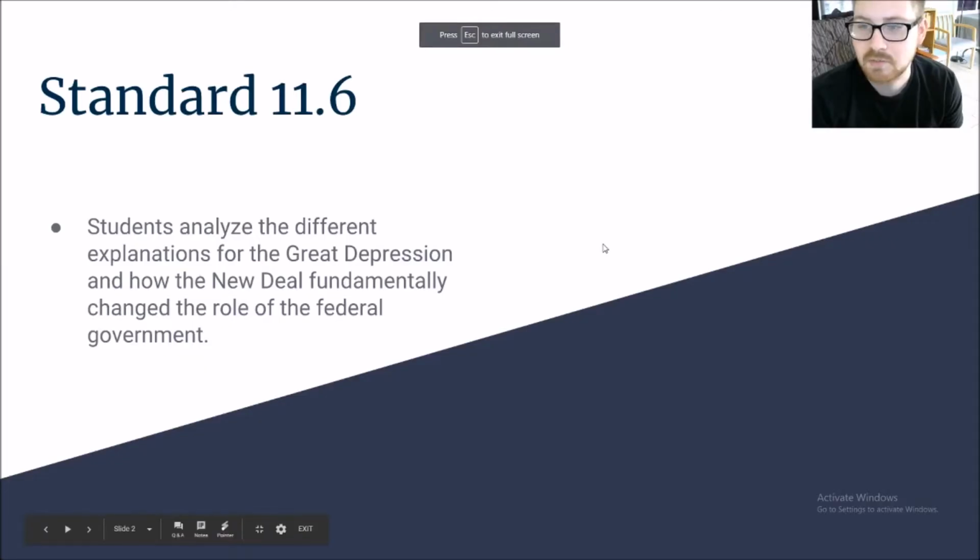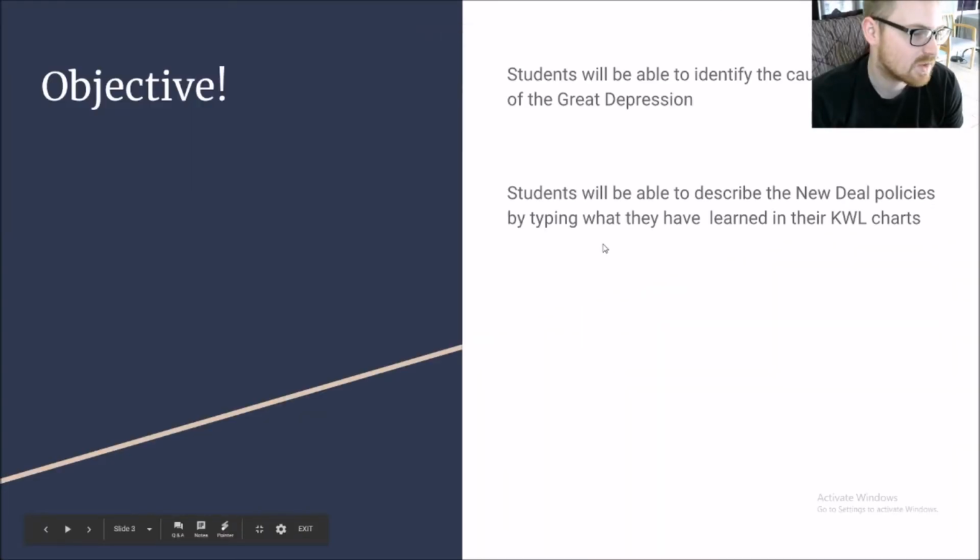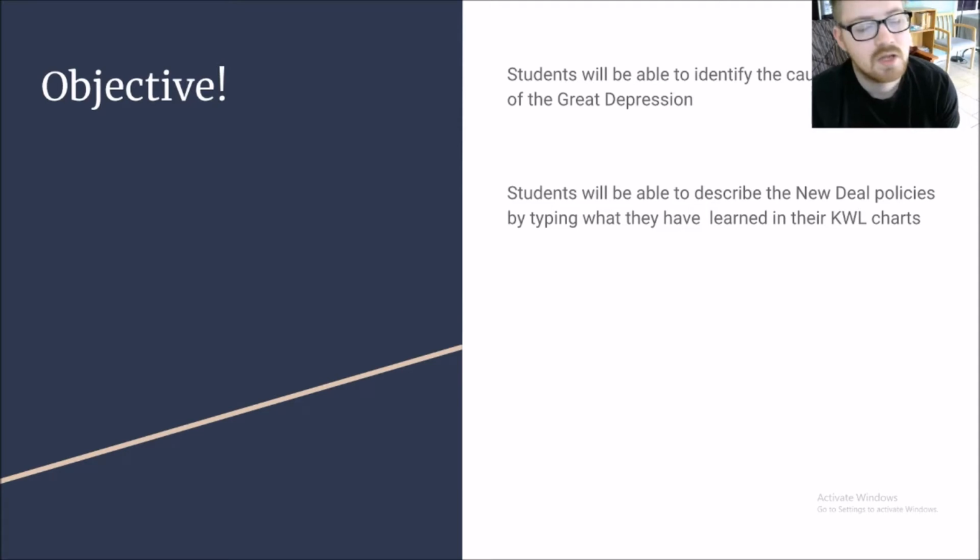That would probably work. Okay, so our objective today will be: students will be able to identify the causes and effects of the Great Depression. Students will be able to describe New Deal policies by typing what they have learned in their KWL charts.